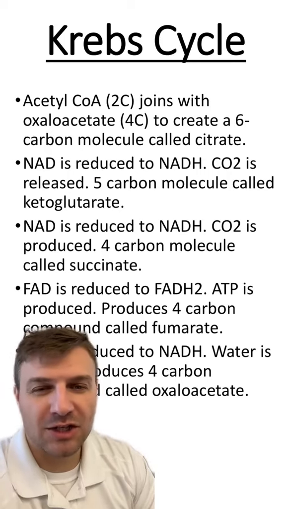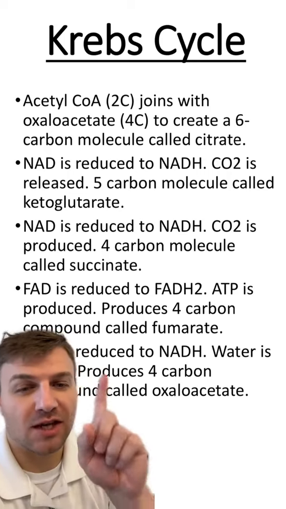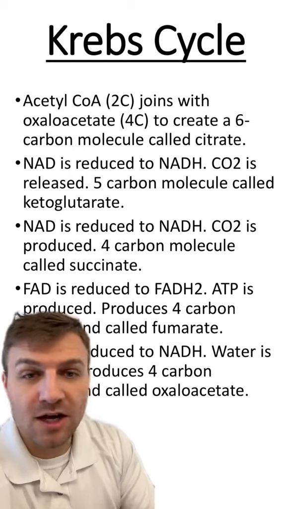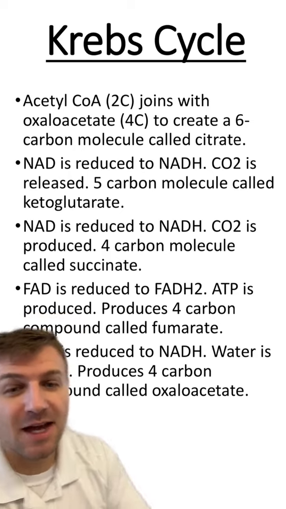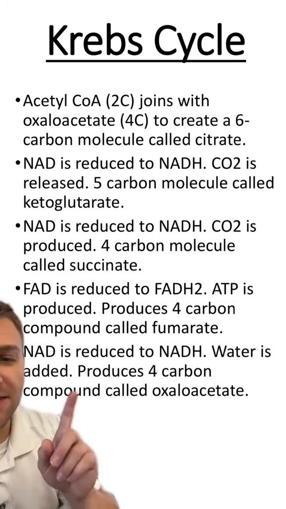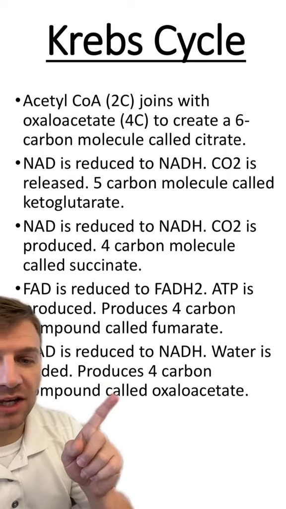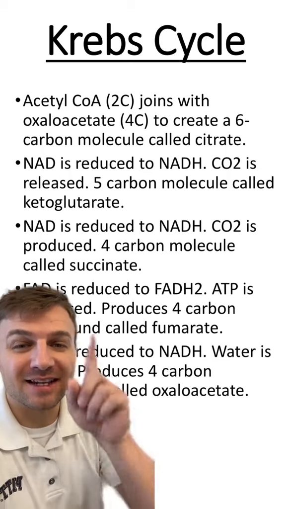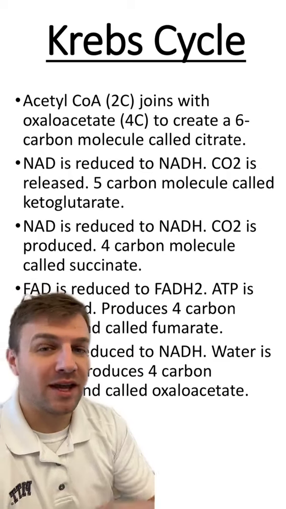Through, again, more reactions and enzymes, succinate is going to be changed into something called fumarate. Now, fumarate is, again, a 4-carbon molecule. We did not lose carbon in this step. In the next step, another NAD is going to be reduced into NADH. Water will be produced, and this fumarate is going to be changed into something called oxaloacetate. And if you remember, oxaloacetate is the first molecule that acetyl-CoA binds with.